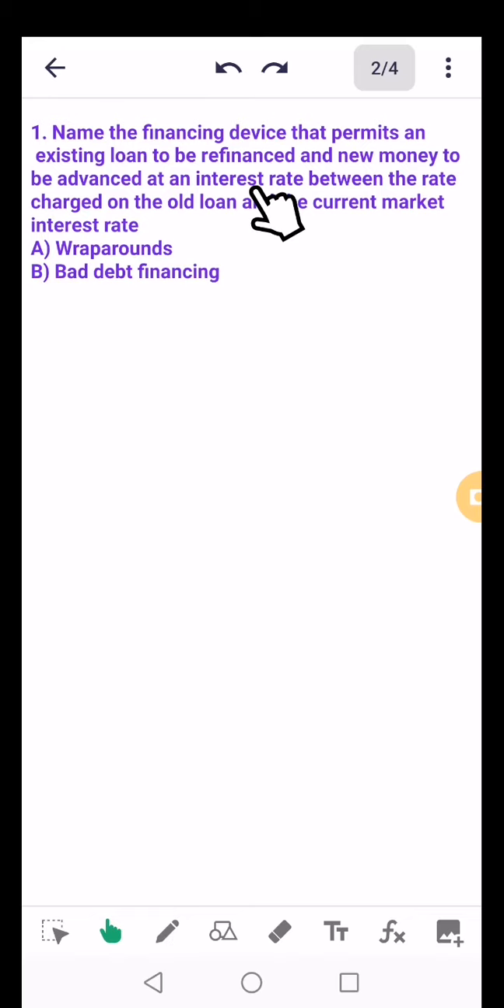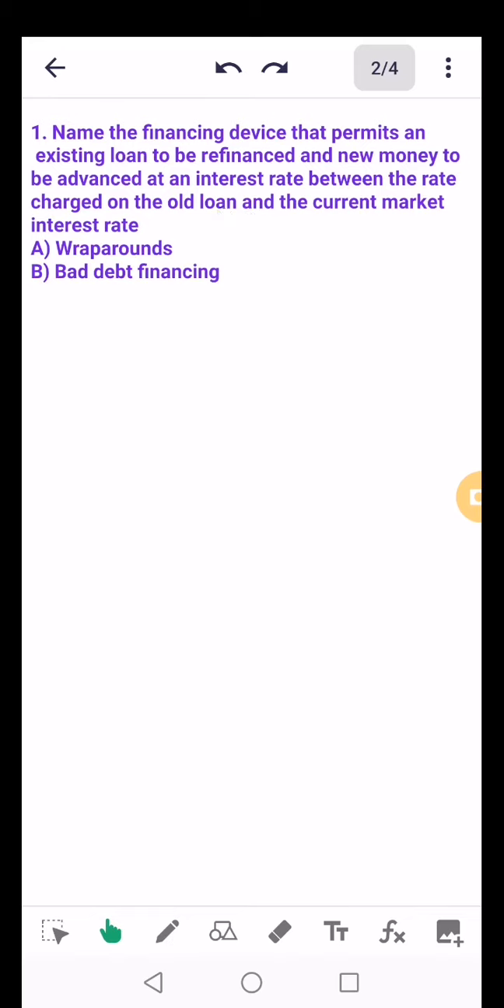So you have to name a financial device that permits you to convert an existing loan, that is, to refinance an existing loan, and then new money is to be advanced at an interest rate between the rate charged on the old loan and the current market interest rate. So name the financing device that permits an existing loan to be refinanced and new money to be advanced at an interest rate in between the rate charged on the old loan and the current market interest rate.